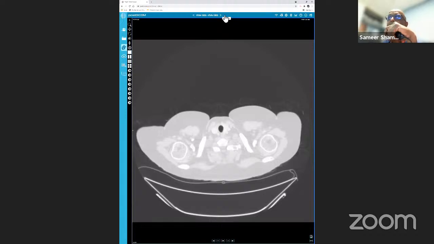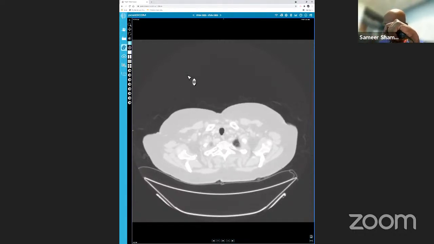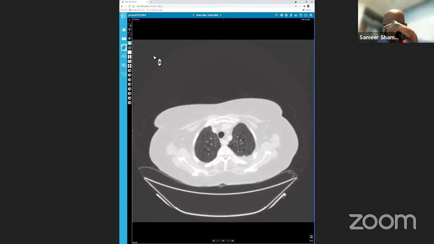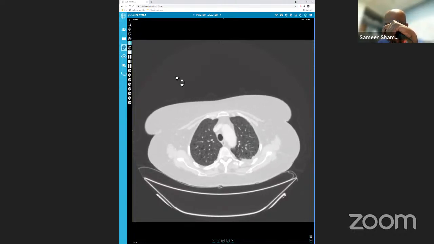Okay, so this patient is a young patient. You can scroll through if you have a mouse, or you can click this one and drag the slider. It's an HRCT chest in a young patient who presents with shortness of breath.